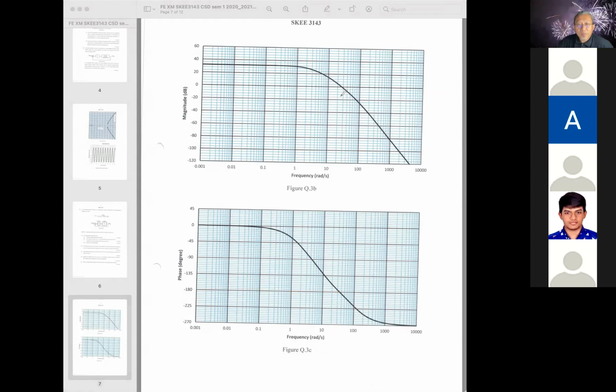Rahman, phase margin. 25 radian per second. Phase margin is where the gain curve is 0 dB. What is the frequency over here? 25. 25 radian per second. What is the phase margin?